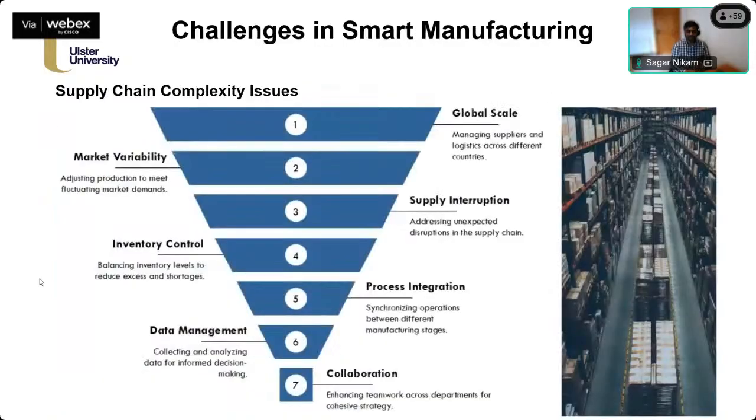So the first challenge in manufacturing is supply chain complexity. The big problem in the supply chain is the global suppliers and logistics across different countries. When we talk about smart manufacturing, it's not about selling the products to local customers. We're going to look for the global market, right? So in that case, this particular issue might come in.